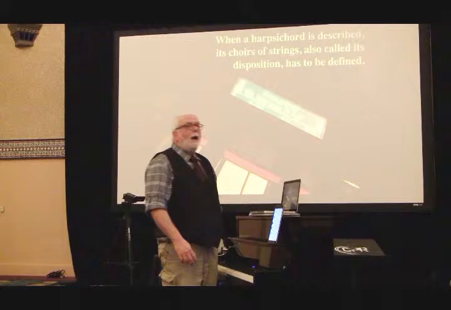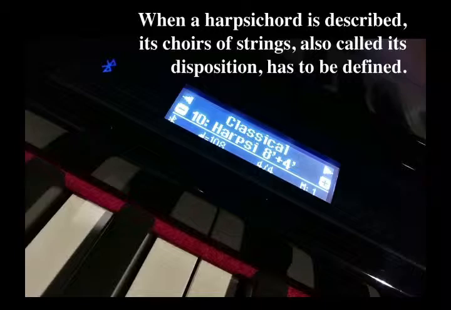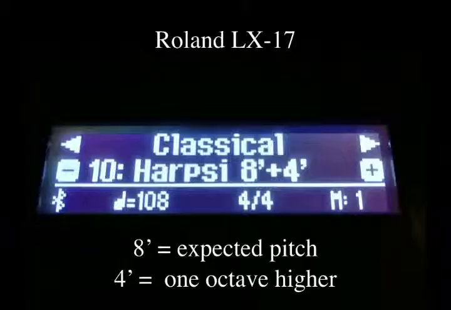So when a harpsichord is described, its choir of strings, also called its disposition, has to be defined. So an 8-foot is the expected pitch, and a 4-foot is one octave higher.